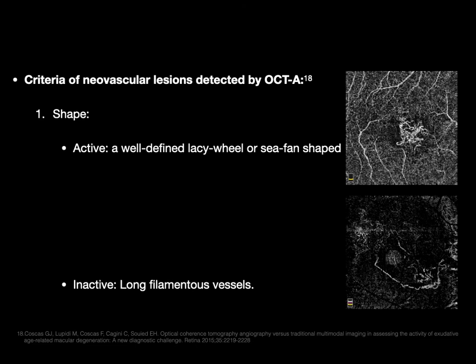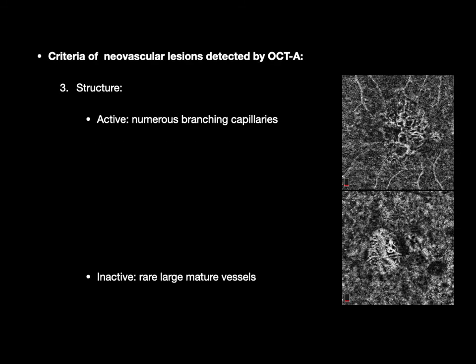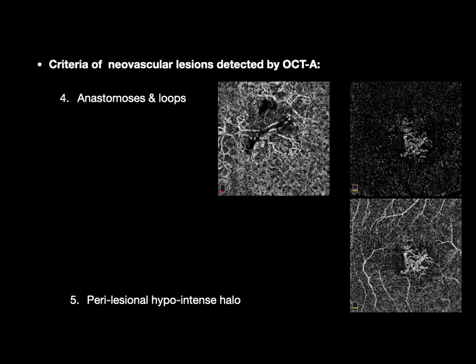There are several criteria, however debatable, of neovascular lesions detected by the OCTA, depending on the shape, morphology, structure, presence of anastomosis, loops, and the perilesional hypointense halos.